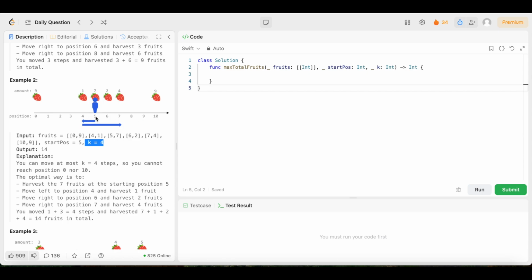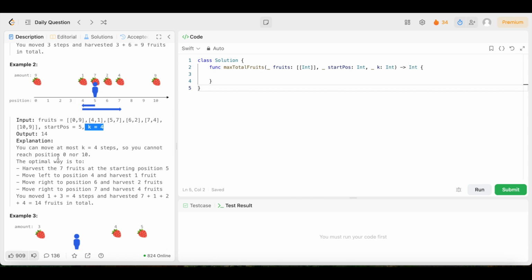But what we can do is go to the left and grab this fruit first, and then come back to the right 3 more and grab the rest of the fruits. So let's continue down this explanation to see how they did that. It says the optimal way is to harvest the 7 fruits at the starting position 5. So we grab these 7 fruits right here. Then we move to the left to position 4 and harvest 1 fruit, right? So boom, we still haven't taken any steps. We get the automatic 7 because position 5 has 7 fruits. So we go to the left 1 step, right? That's 1 step down, and we collect an extra fruit.